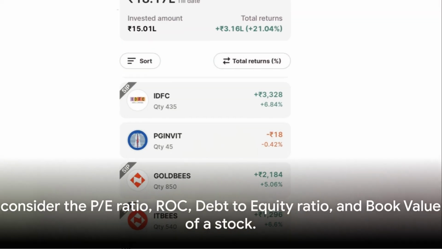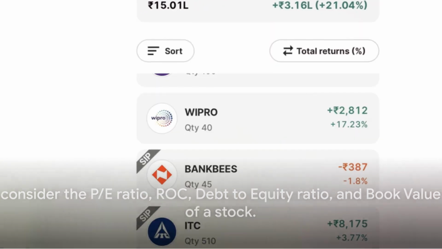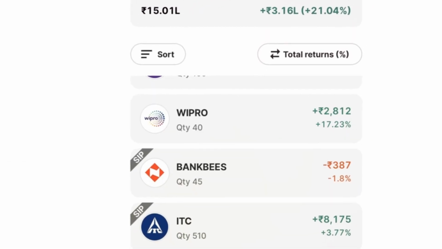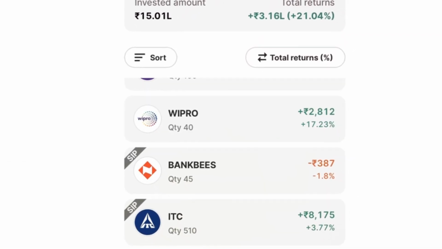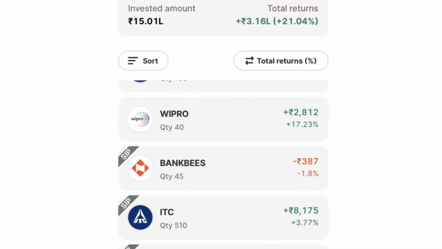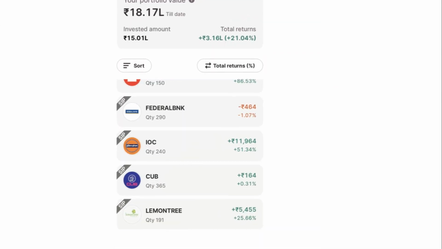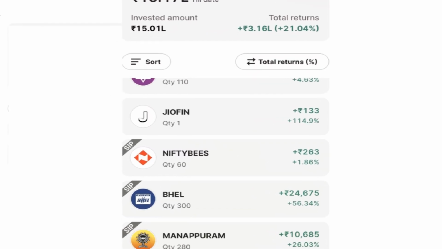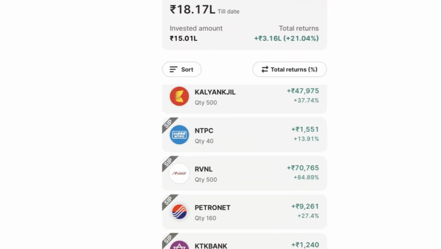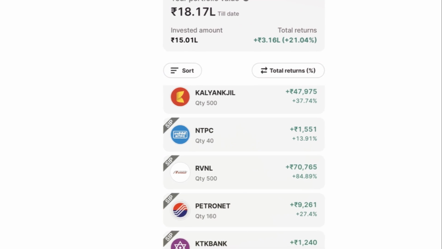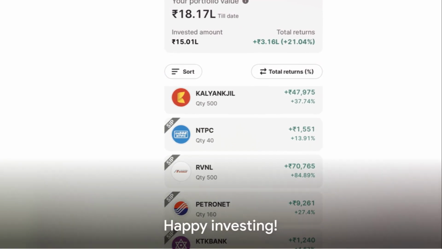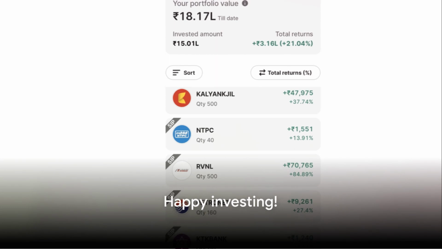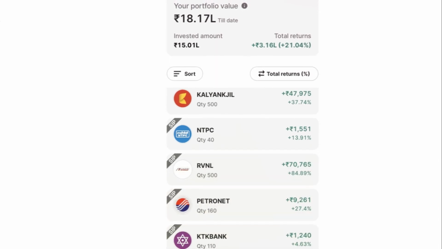To recap, when investing your onshore earnings as SIP in the Indian stock market, consider the PE ratio, ROC, debt-to-equity ratio, and book value of a stock. Also, use technical chart analysis for buying strategy. Adopting this approach should help you see the green in your portfolio from the very next day. Remember, investing is an art, so take time to do your own analysis. Happy investing!